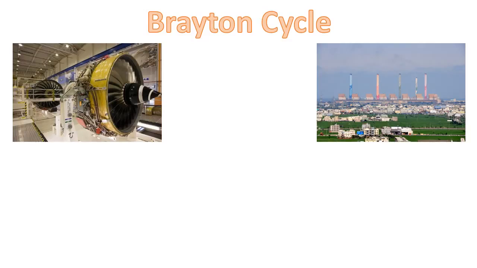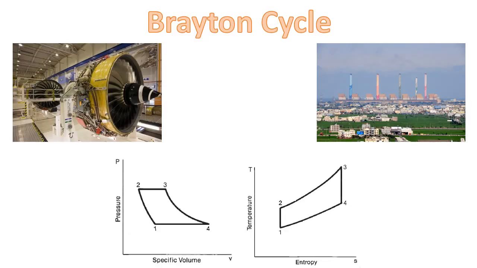expected. The Brayton cycle is made of four internally reversible processes: isentropic compression, constant pressure heat addition, isentropic expansion, and constant pressure heat rejection.